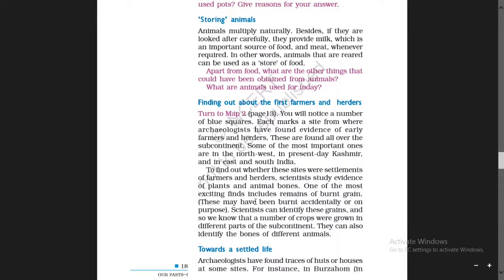These may have been burnt accidentally or on purpose. Scientists can identify these grains, and so we know that a number of crops were grown in different parts of the subcontinent. They can also identify the bones of different types of animals.